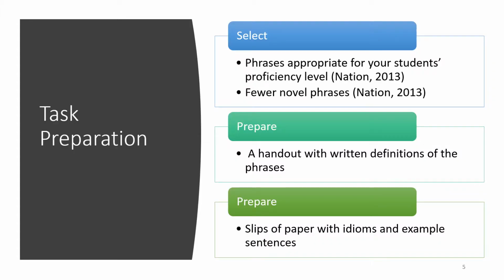Now I'll describe the task preparation procedures. So teachers should select phrases that are appropriate for their students' proficiency level. And what I mean by that is that even though there may be many idioms that could be useful for your students, I recommend that you choose phrases which contain highly frequent vocabulary items, essentially within the most common 2,000 to 3,000 word families. Of course, you can include some items that are mid-frequency as well, between the next 3,000 to 9,000 word families. However, I would avoid phrases which contain low-frequency terms, above the 9,000 mark.